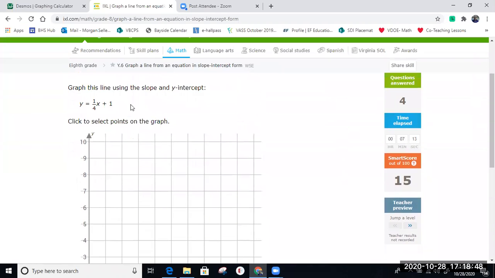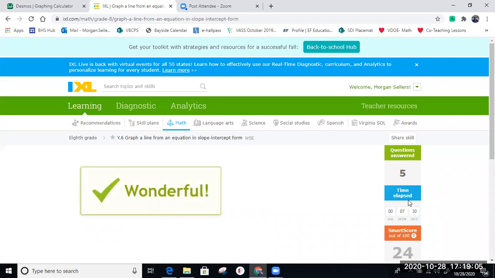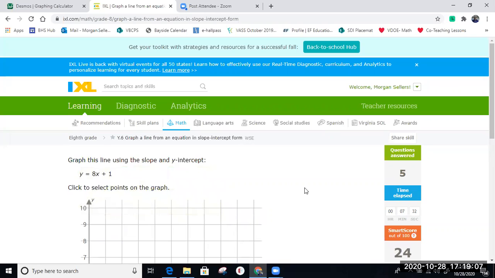Okay, so our y-intercept is positive 1. Our slope is positive 1 over 4. So we go to 1, and then we rise 1, run 1, 2, 3, 4. Submit. Where are all these negatives?